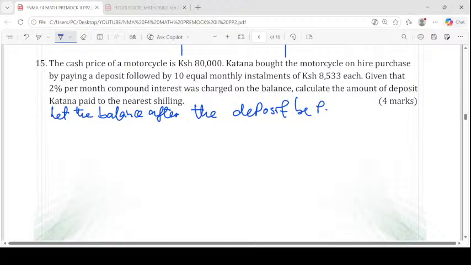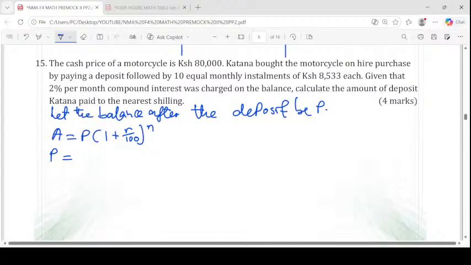that amount is equal to principal into 1 plus r over 100, to the power of n. So this balance is what we need to achieve. The balance is what we need to pay. So that balance becomes our amount. So what is our balance? Our balance is P.